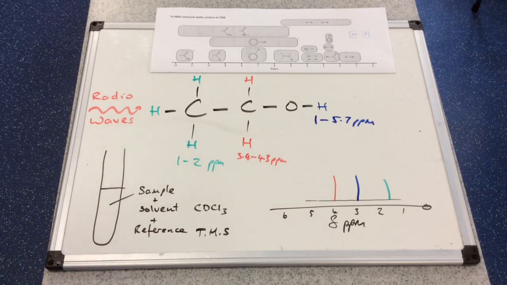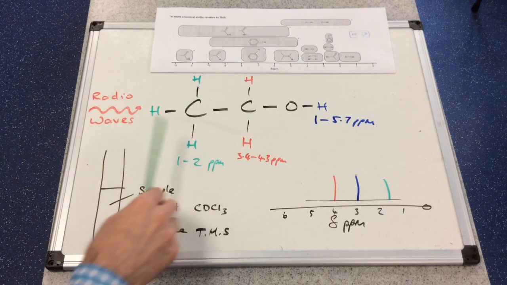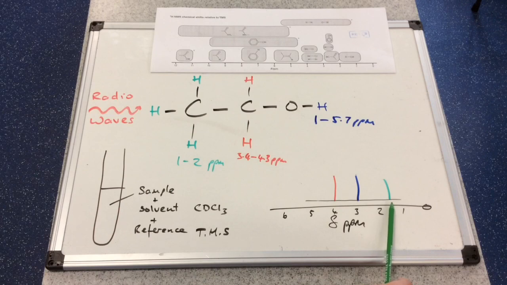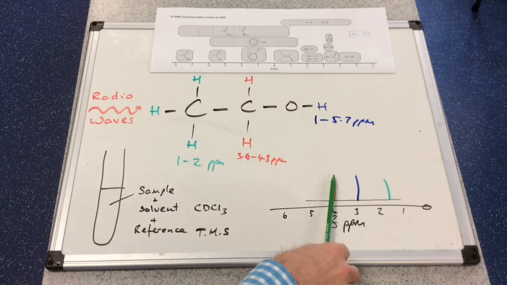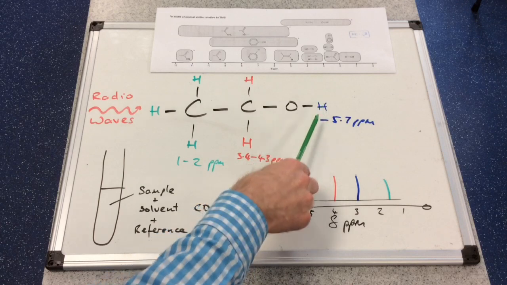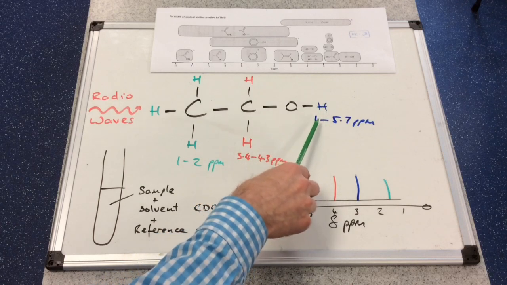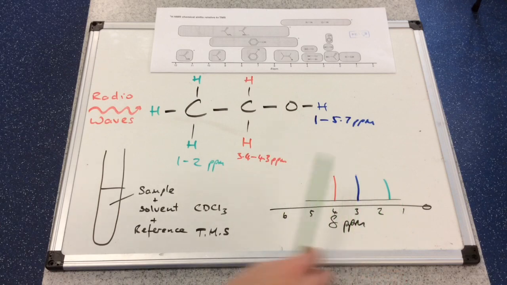So you can see I've drawn up a very rough spectrum for this molecule. We've got the green peak here, that's due to these green protons. I've decided on 1.5, so between this range here. The red ones between 3.4 and 4.3, so I've gone for about 4 ppm. And the hydrogen in the blue environment, the OH hydrogen, anywhere between 1 and 5.7. So I could literally have put a blue peak anywhere between there and there. I've gone for 3.